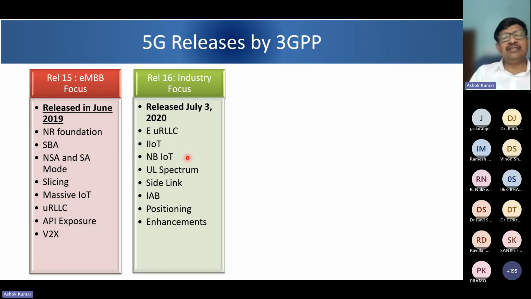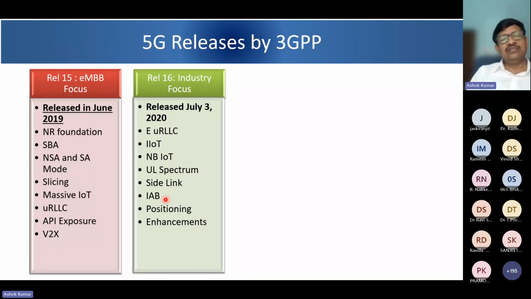So that was covered. And in release 16, they also started supporting unlicensed band. Like Wi-Fi works on 2.4 gigahertz and 5 gigahertz, those bands are also supported by 5G radio. And then they also talked about side-link. Side-link is nothing but D2D communications.